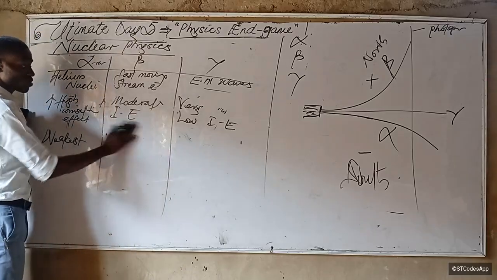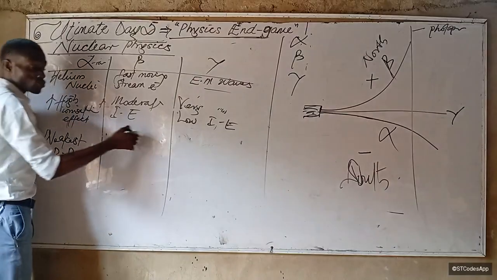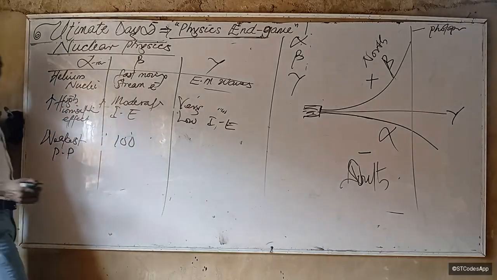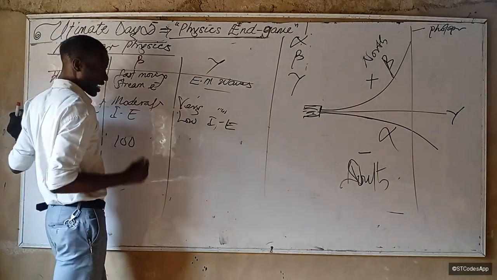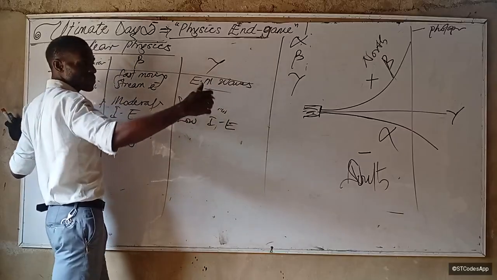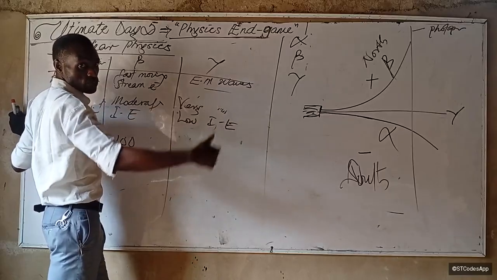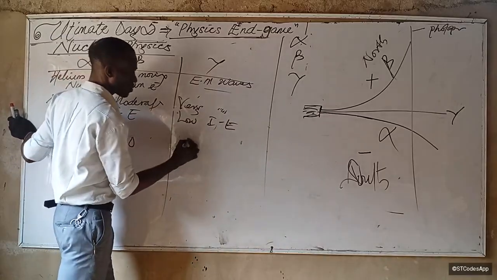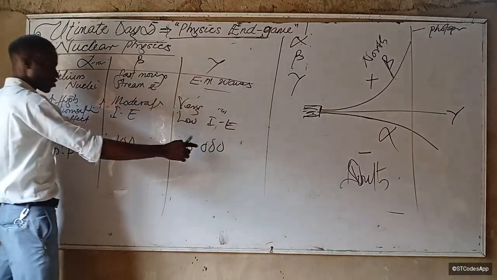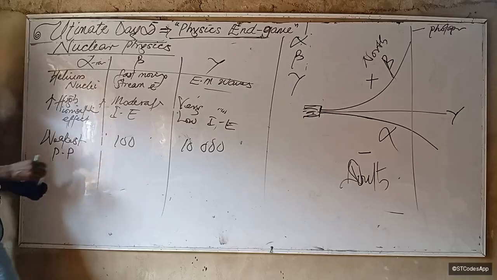Or moderately long. Is that okay? Weak penetration power. Moderate penetration power. It can penetrate about 100 centimeters. Do you understand? The distance it can travel is about 100 centimeters, but it can be stopped by an aluminum sheet. Is that okay? Then this one can penetrate about tens of thousands of centimeters. So the highest penetration power belongs to this. The highest ionization effect belongs to, do you understand?